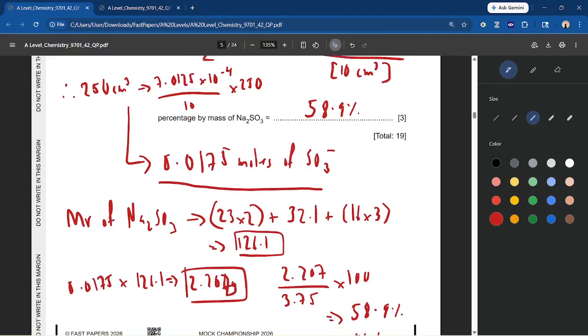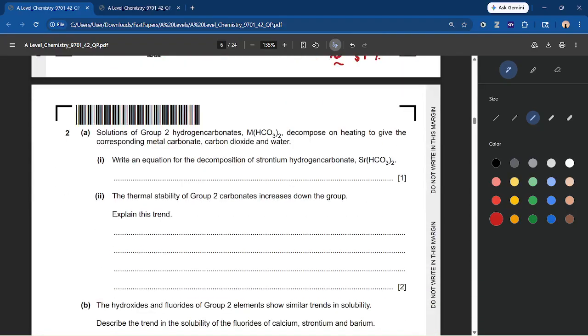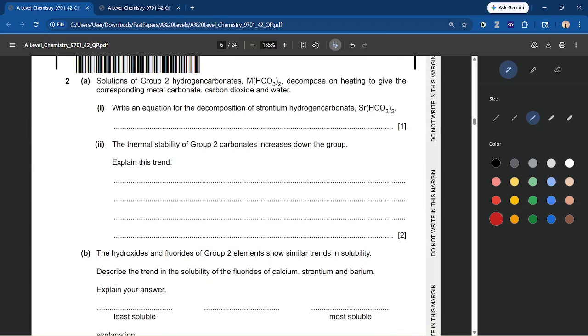And we're done with question 1. Hopefully it wasn't too complicated. Hopefully you guys were able to get it done. Let's move on to the next question.